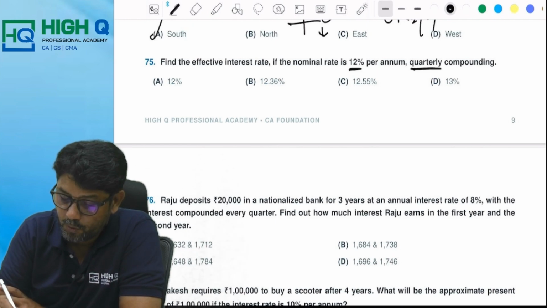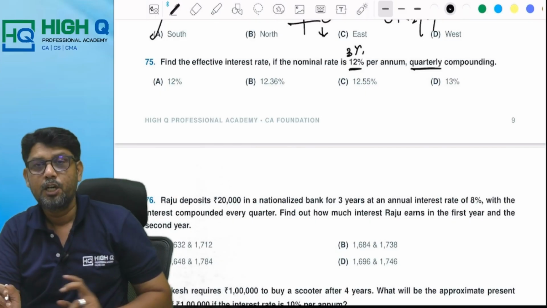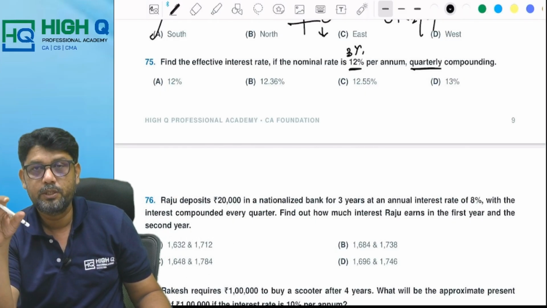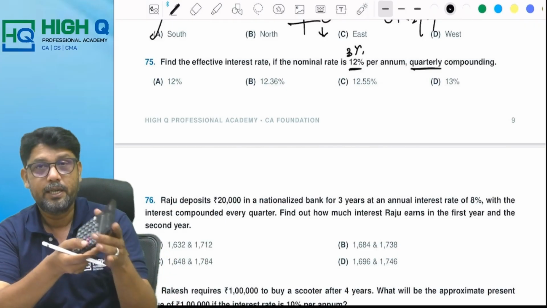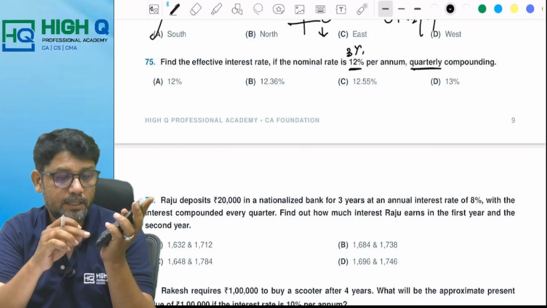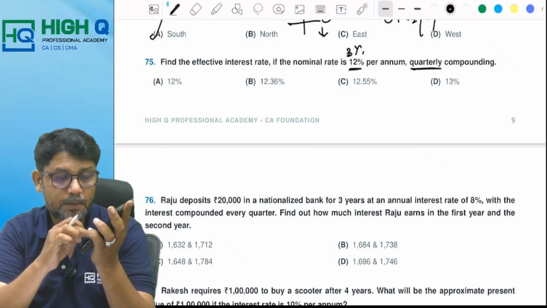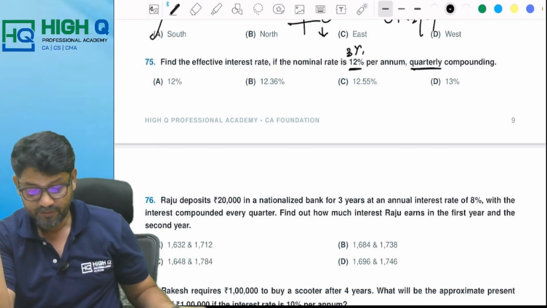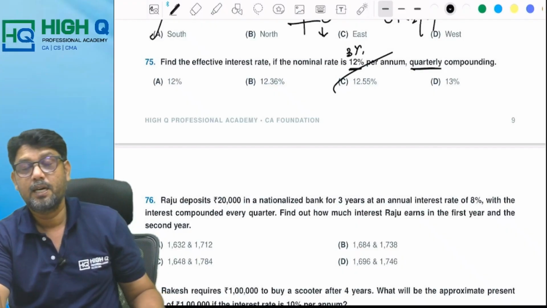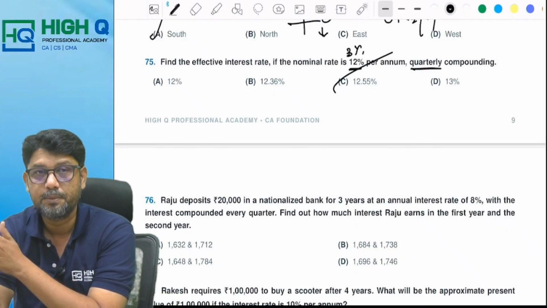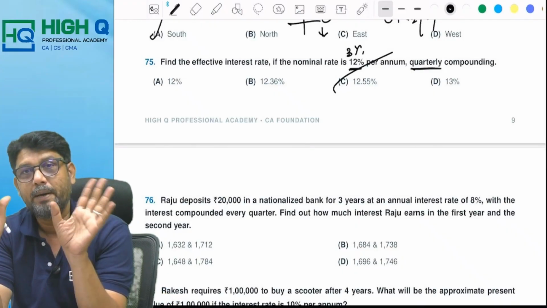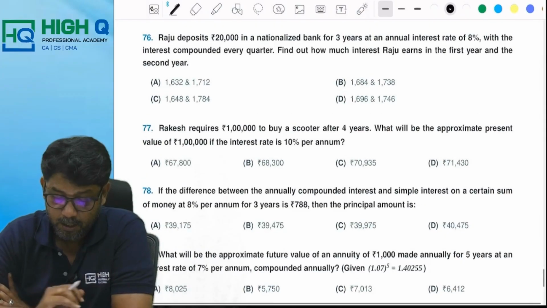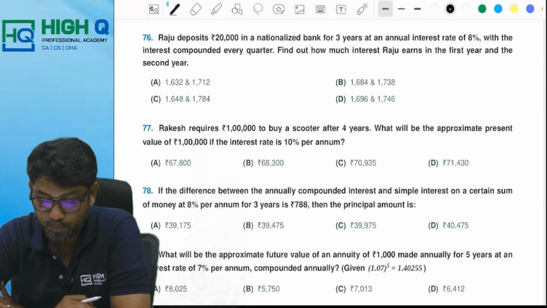Effective rate of interest for the nominal rate 12% per annum quarterly. Quarterly means what, my dear? 3%. Sir, I'll be using the formula (1 + i)^n - 1, that is (1 + 0.03)^4 - 1. Or I'll be using it like this: 100 plus 3% plus 3% plus 3% plus 3% minus 100. 12.55. Option C. We are adding 3% four times, minus 100. That's it, my dear. Next.